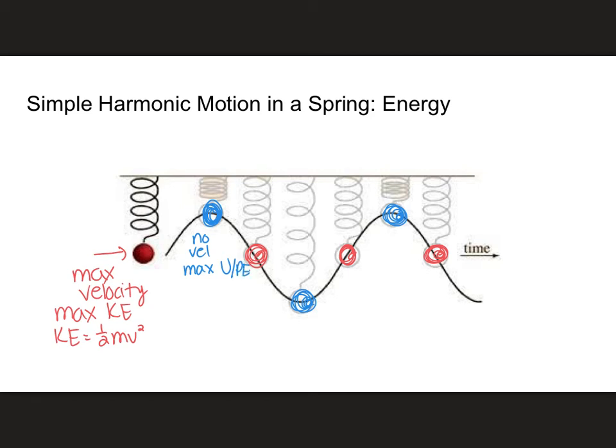Now, what is the equation I use for this? It's a little bit different. You can find it on your equation sheet. This is the potential energy of a spring equals 1/2 kx squared. So we can actually use these to determine the energy at different places as we go across. We'll do this a little bit more in class.